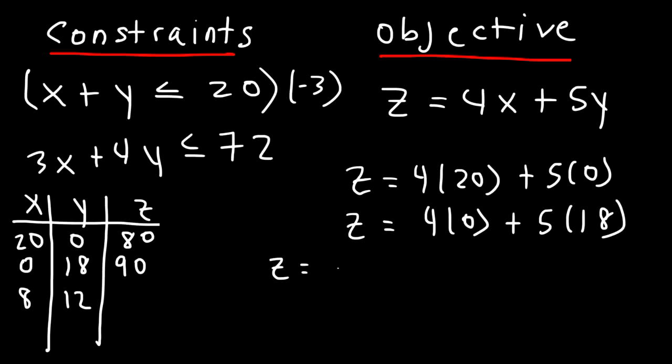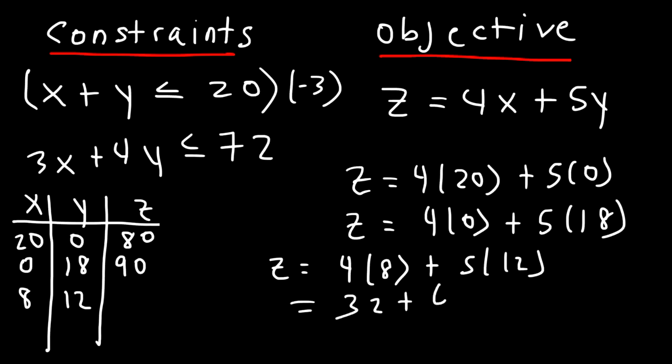And then for the last one, it's going to be 4 times 8 plus 5 times 12. 4 times 8 is 32. 5 times 12 is 60. So this adds up to 92. So notice that this is the maximum z value. It occurs when x is 8 and y is 12.